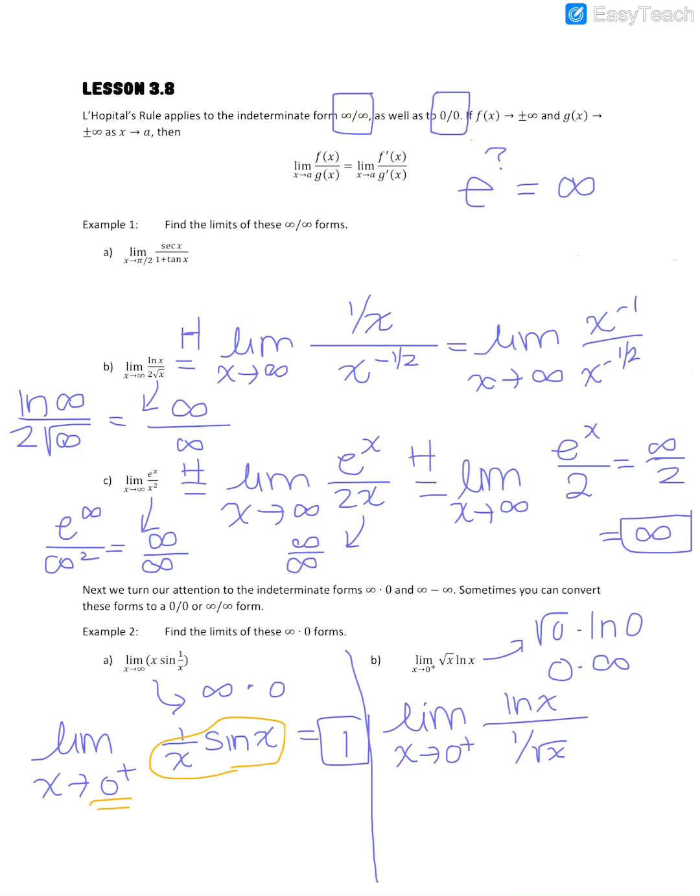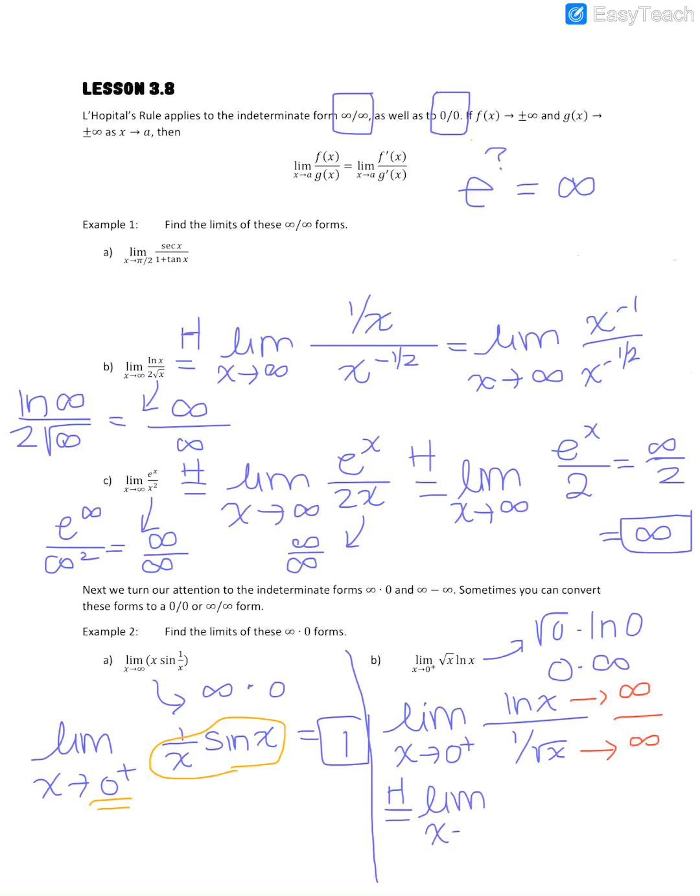If I were to do a drop, change, flip, this would just be radical x, just like the original problem. The reason I wrote it like this is that now, on the top I get infinity, natural log of 0. On the bottom, I get 1 over 0, which is also infinity. This is infinity over infinity, which means I can use L'Hopital's rule.